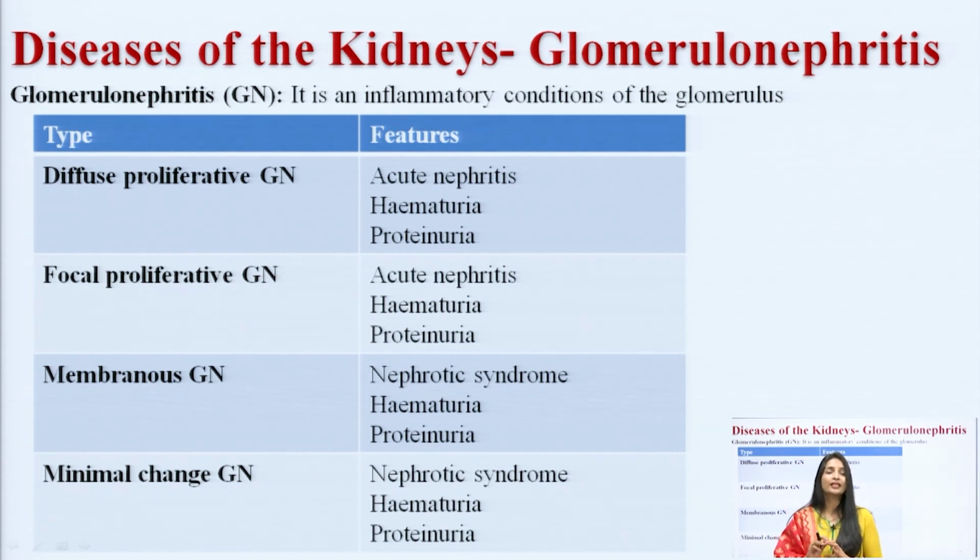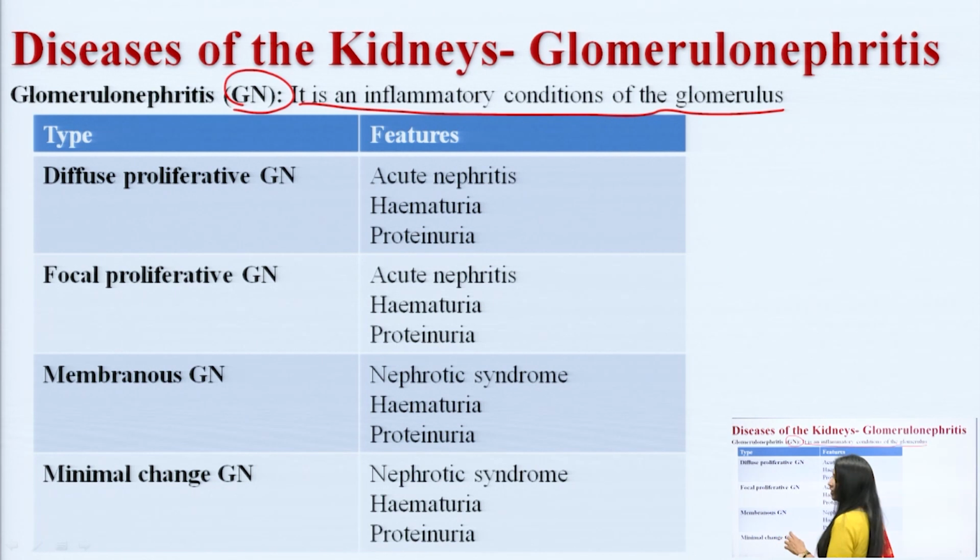Okay. So what are the diseases of the kidney? First we will go with glomerulonephritis. So what is glomerulonephritis, which you can shortly name GN? It is an inflammatory condition of the glomerulus. So don't get confused here students: glomerulus, glomerular capsule or Bowman's capsule. Glomerulus is nothing but a network, a capillary network. So it is an inflammatory condition of the glomerulus.